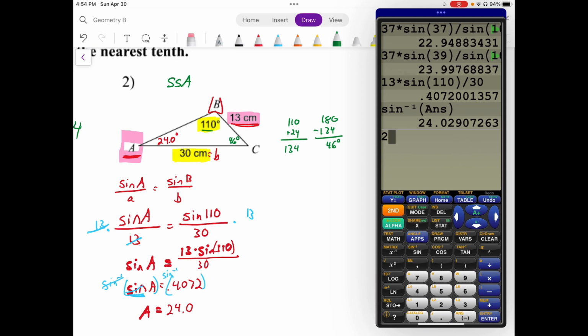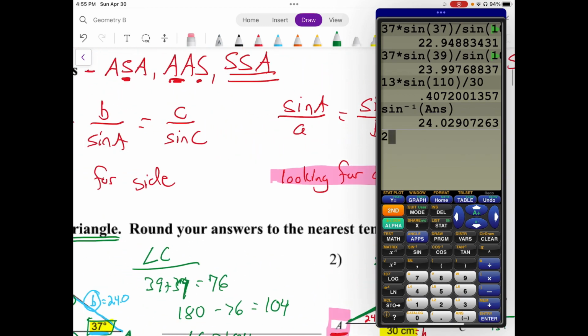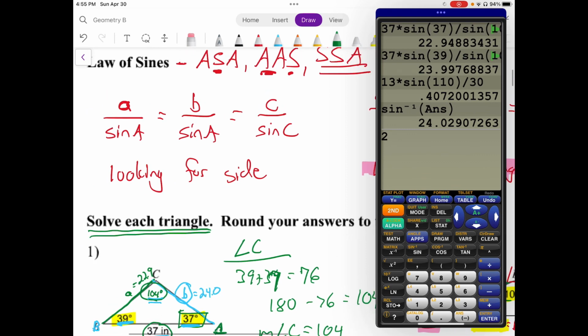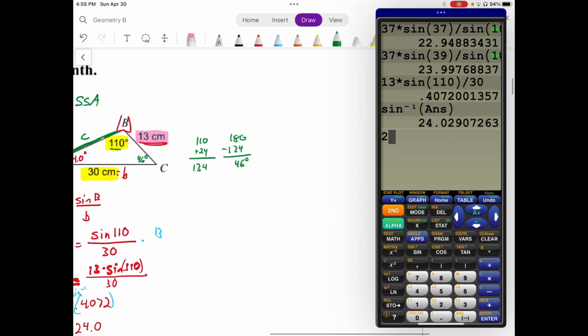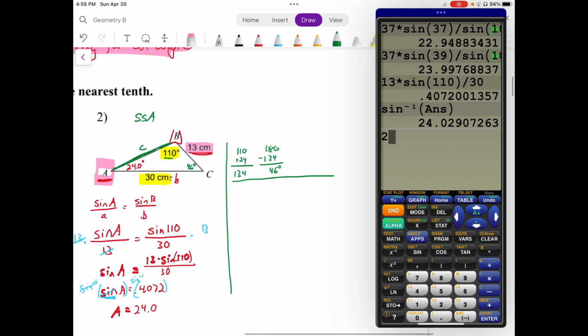And now that we know that angle, we're actually looking for side C. And so now that we're looking for a side again, we're going to look at this version of the law of sines because we're looking for a side. And in this case, we want side C. So I'm going to do C over sine of C equals, and now we really could use either B over sine of B or A over sine of A.